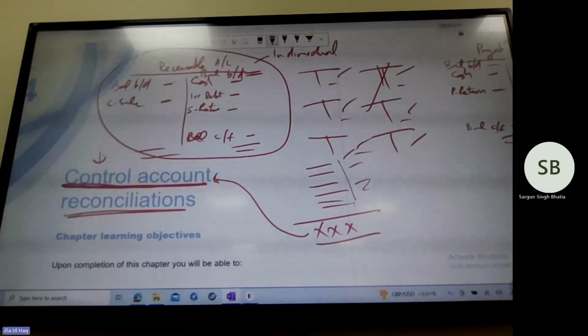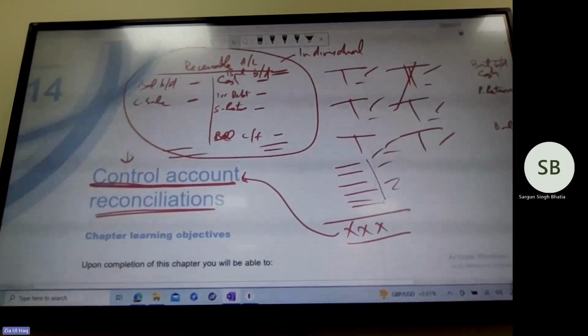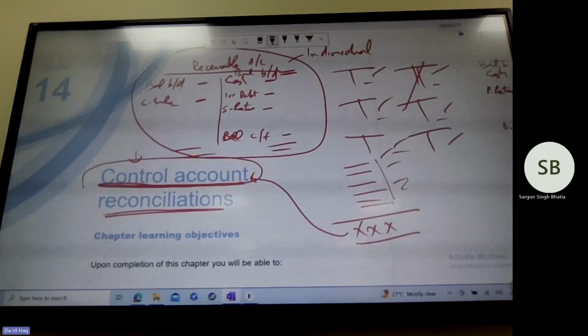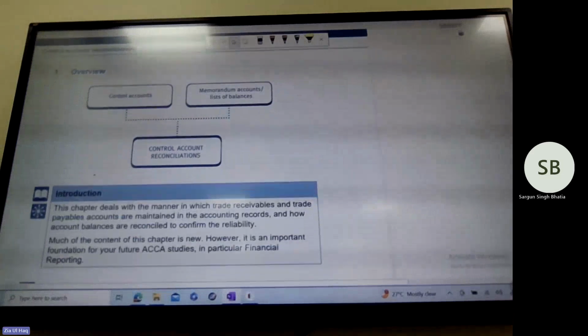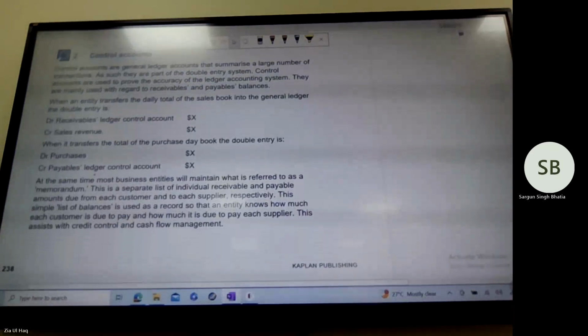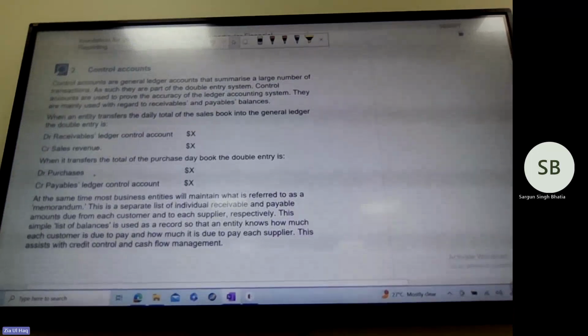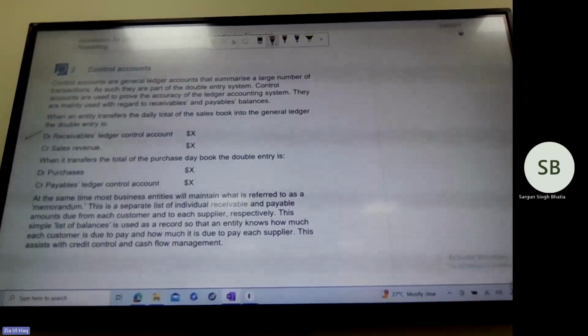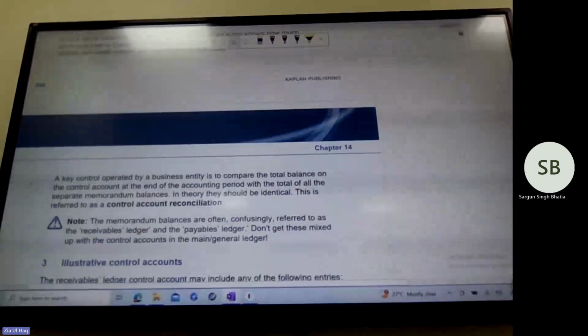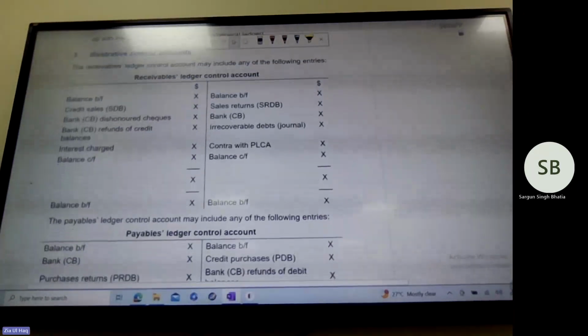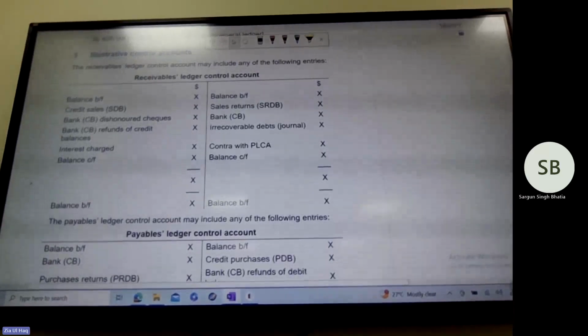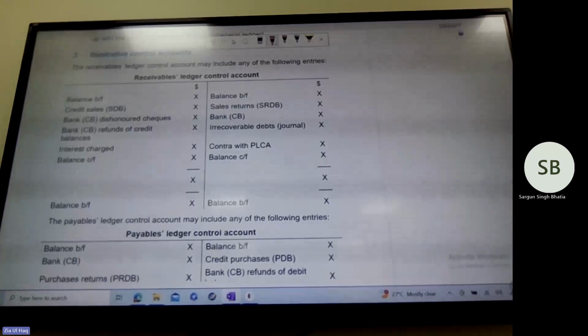How to prepare an individual receivable account, that we have learned. In this chapter, we're going to learn how to prepare receivable control account ledger or payable control account ledger. First, we're going to discuss receivable control account ledger, how it will look. So when we make credit sale, we record entry receivable debit, sale credit, and against credit purchases, we record purchases debit, payable credit. Don't need to read this. We have already covered this. Now moving towards what is the receivable control account ledger balance. This is receivable control account.